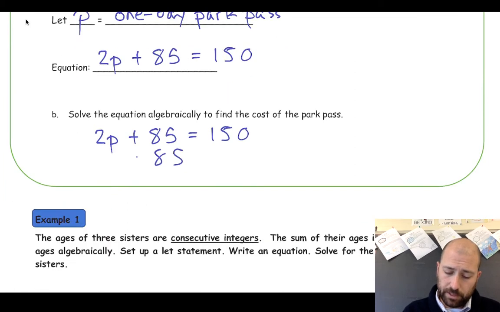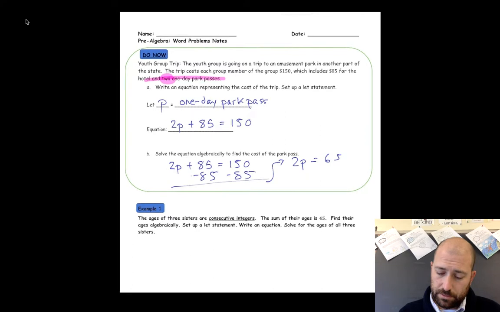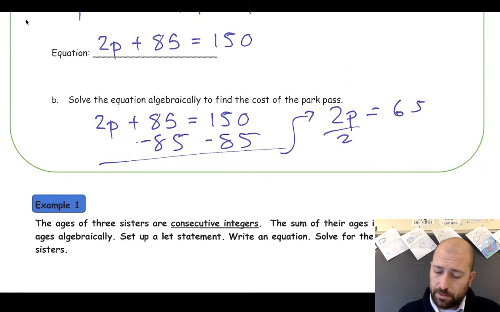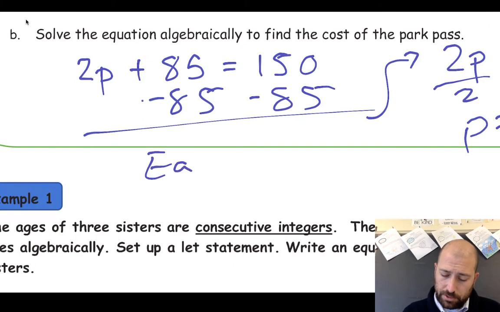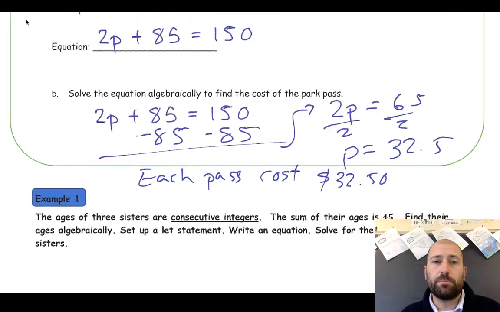So subtract 85 on both sides. And I get 2P is equal to 65. Divided by 2, P is equal to 32.5. So each pass costs $32.50.